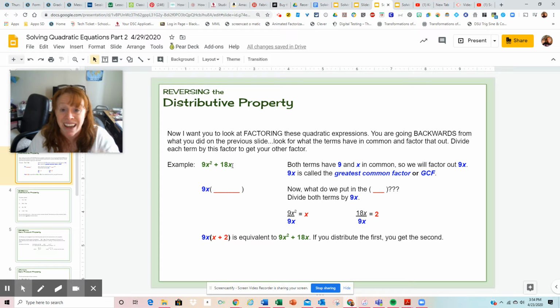So don't forget 9x is your common term. So we call 9x the greatest common factor. Now, yes, they both have 3x as a factor, but it's not the greatest. You want to find the greatest. So that's what's going to end up out here.